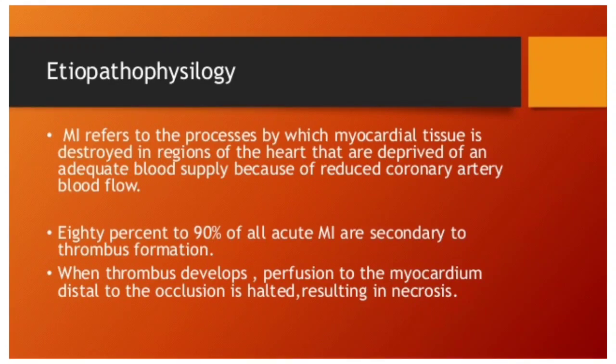Now, 80% to 90% of all acute MI are secondary to thrombus formation. When a thrombus develops, perfusion to the myocardium distal to the occlusion is halted. It means the passage of blood flow to the heart is halted for some time due to thrombus formation, resulting in necrosis. Because of thrombus formation, the blood supply through the coronary artery will be halted, so it will cause necrosis.